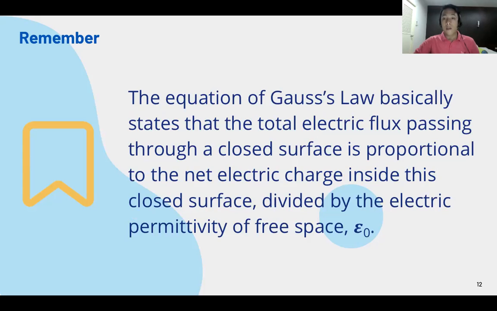Okay, the equation of Gauss's law basically states that the total electric flux passing through a closed surface is proportional to the net electric charge inside this closed surface divided by the electric permittivity of free space. So if I will draw an example of this one, okay, for example, I will draw a sphere.